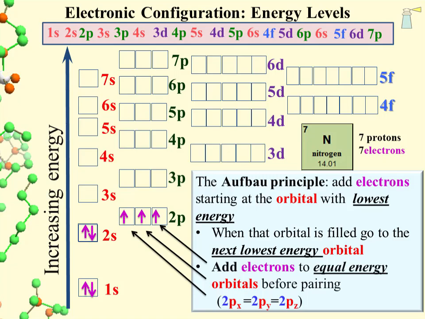Now it's time to build up some electronic configurations. We will start with the smallest atom and move along the periodic table. Multiple examples will highlight and reinforce the use of these rules.